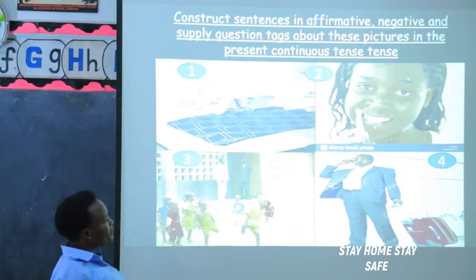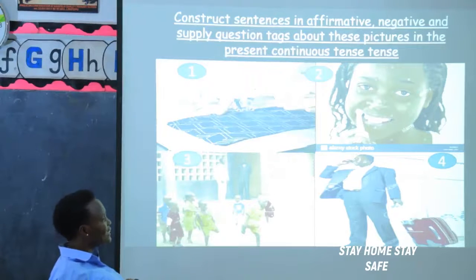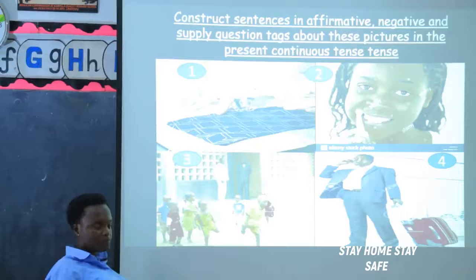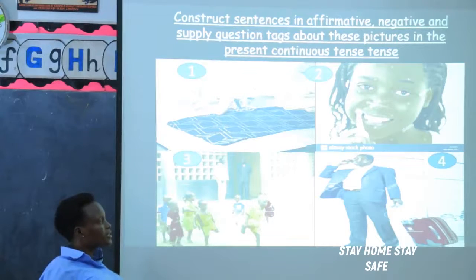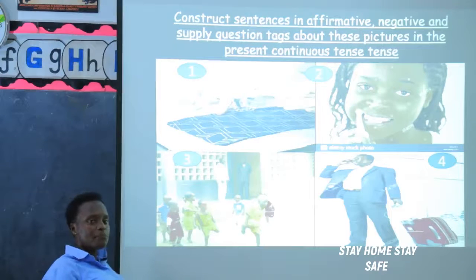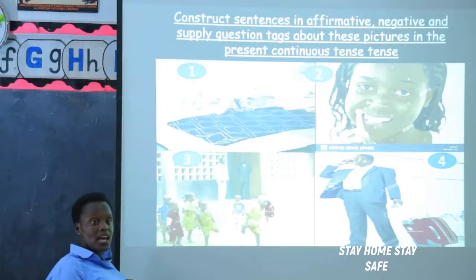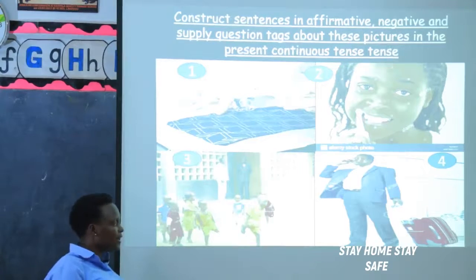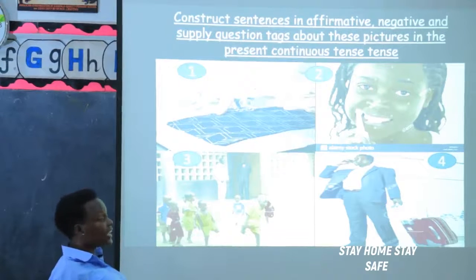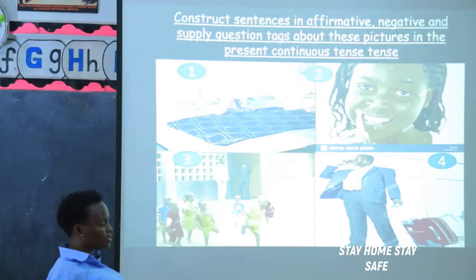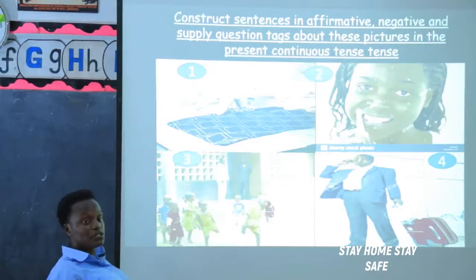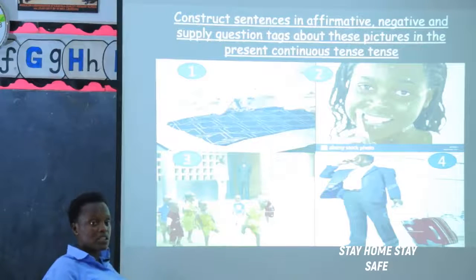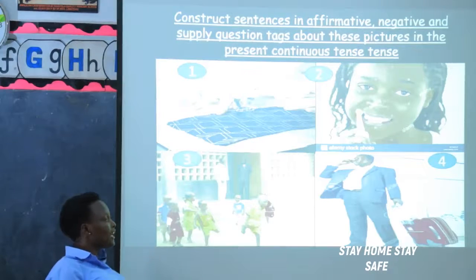Now, we have the pupils are hopping. So we are going to ask, are the pupils hopping? That is an interrogative statement, a question in affirmative. Then to form a negative statement, the pupils are not hopping.